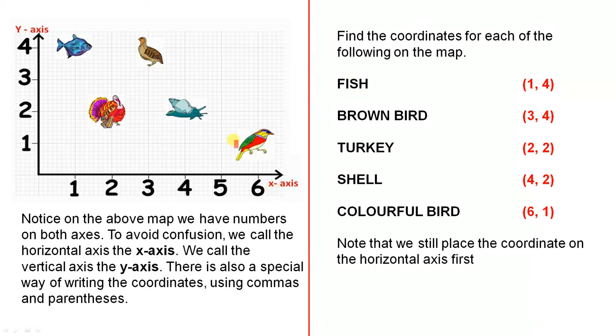So where's the fish? Okay. 1, 4. There it is, 1, 4. Where's the brown bird? Always start from there. 3, 4. That's the brown bird. Where's the turkey? 2, 2. There it is. Where's the shell? Always start from here. 4, 2. And where's the colourful bird? Start from there. 6, 1.